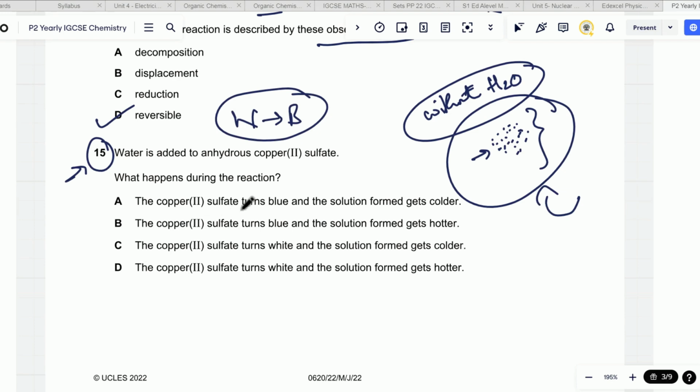Okay, so where is it written? It turns blue. And the solution gets colder? No, it does not get colder. And then they are saying it turns blue and the solution gets hotter. Yes, this one over here. The solution becomes hotter and it turns from white to blue. Got it? These are both white, so these can never be my answer.